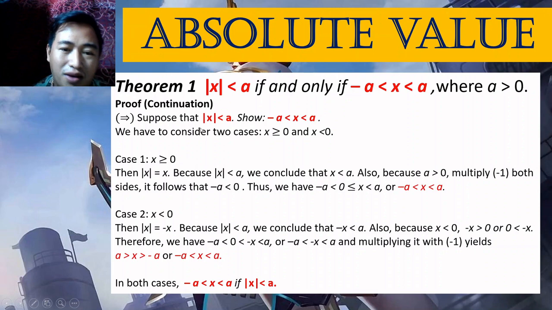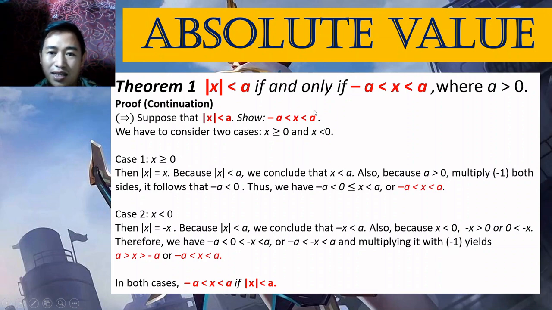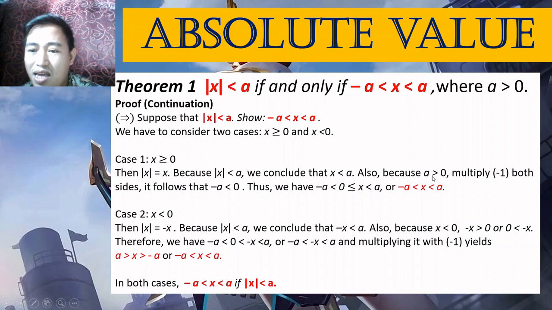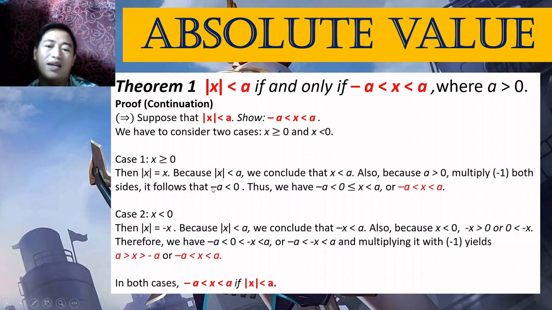So, because the absolute value of x is less than A, and it is equal to x, we replace it with x. So, we conclude that x is less than A. We replaced it with x because it is equal to the absolute value. So, x is less than A. Now, the negative part remains. Also, because A is positive, class, if A is positive, multiply negative 1 on both sides, it follows that negative A is less than 0.